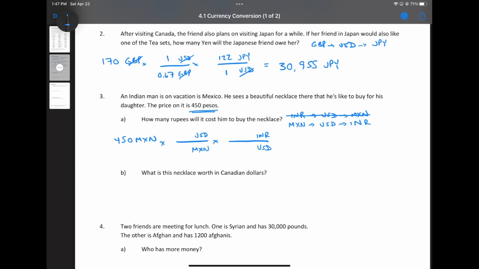So now I look at my sheet, and my sheet says that US$1 is 20.0 Mexican pesos, and US$1 as well is equal to 76.3 Indian rupees.